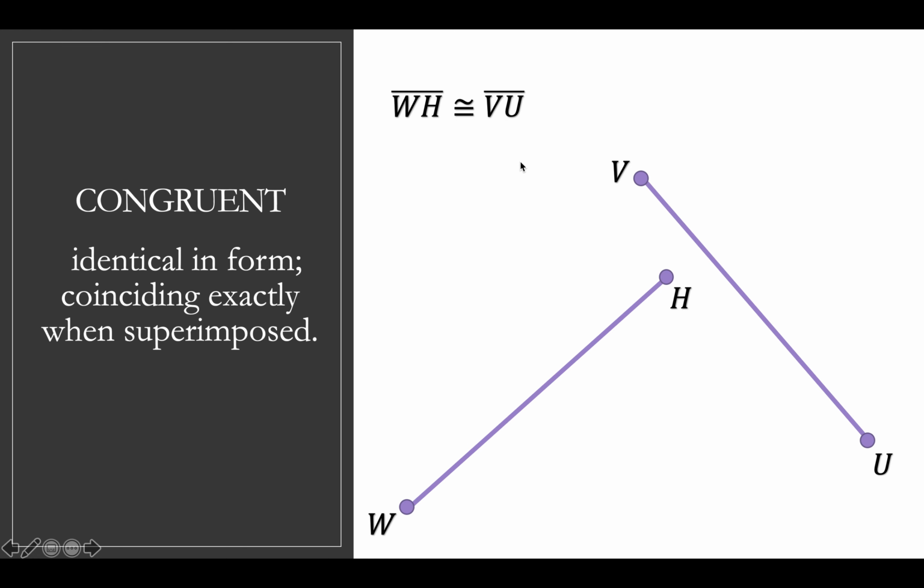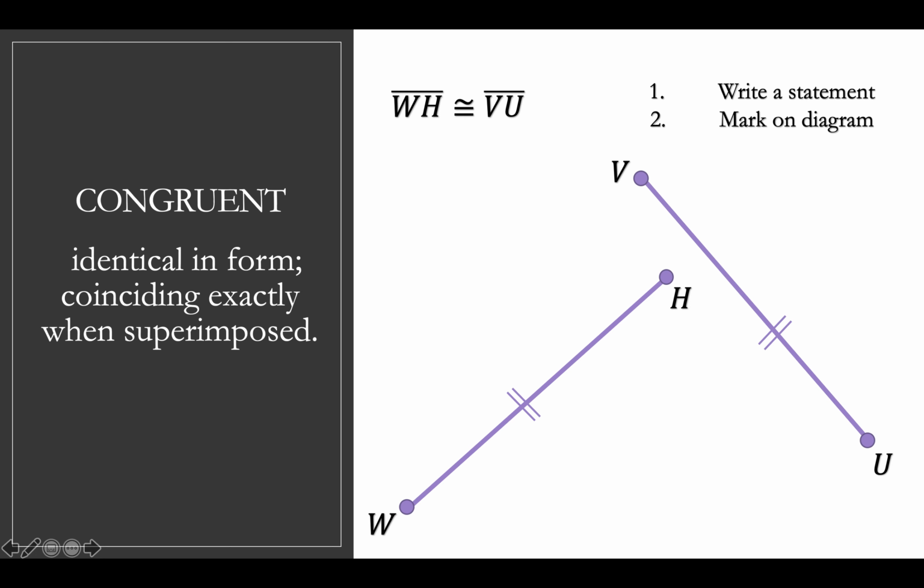Now, here's how to mark on the diagram real quick. So I put the same number of tick marks this time, so not arrows or boxes, this is tick marks. If things are congruent in length, the same in length, then two tick marks on this line and two tick marks on this line tell me that this length between V and U and this length between W and H is the same, right? That line is congruent to that line. That's how you mark that in the diagram.